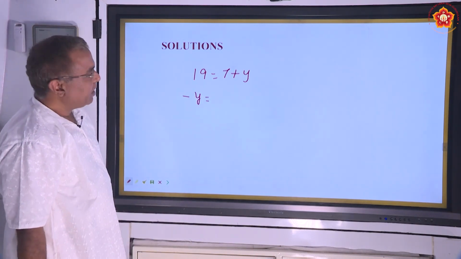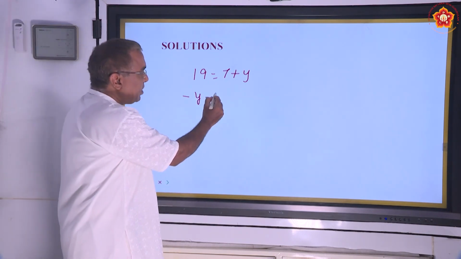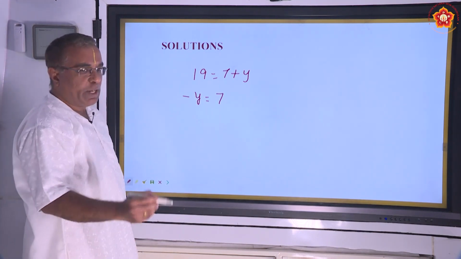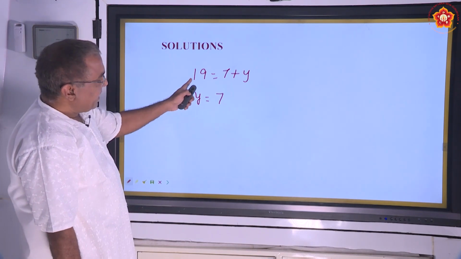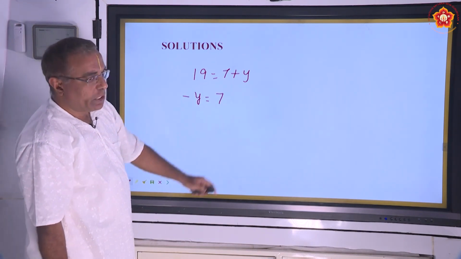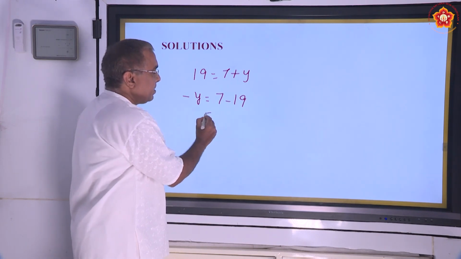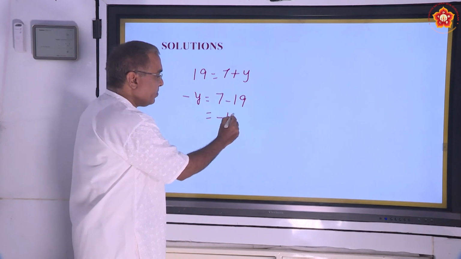On transposing, it becomes the opposite sign, and 7 remains on the same right hand side, so keep the same sign. If it is on the same side, then you need to retain the same sign. 19 is on the left hand side, now we are transposing it to the right hand side, it becomes minus 19. So, 7 minus 19 will be minus 12.